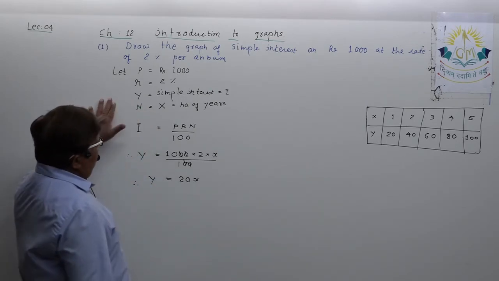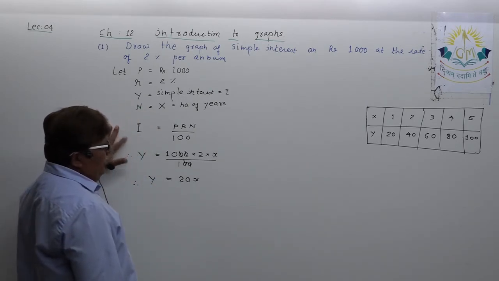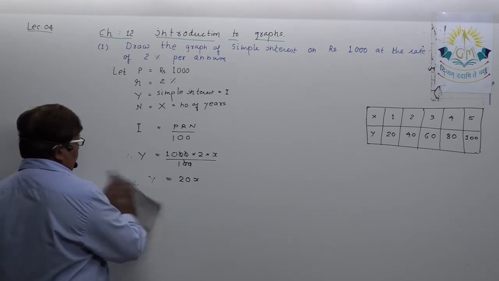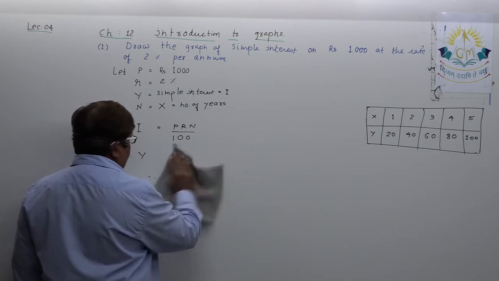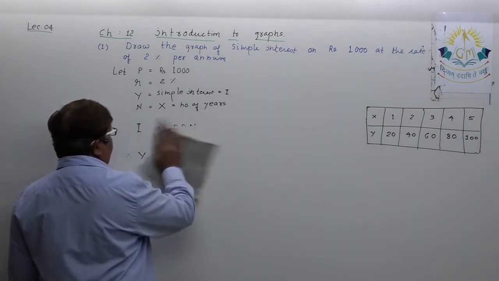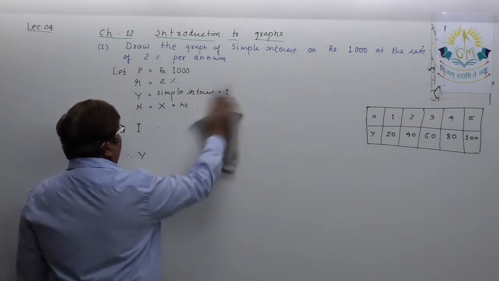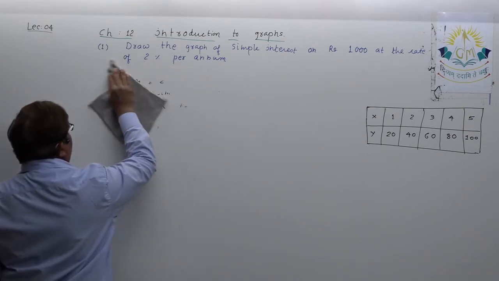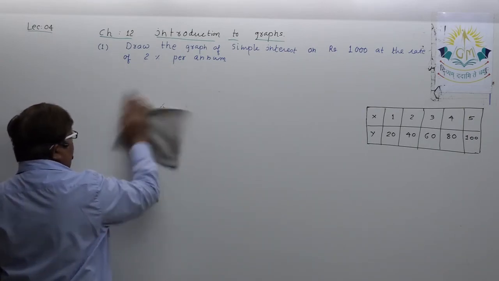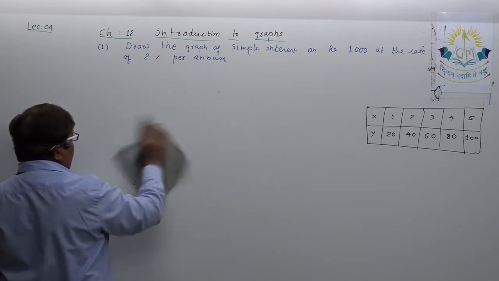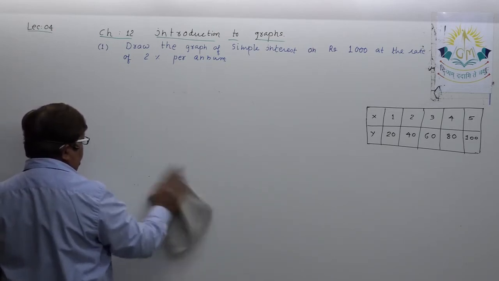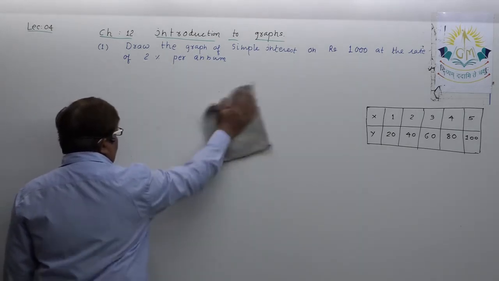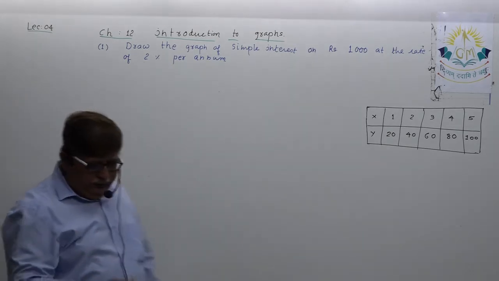Now I am going to erase this basic data from here to draw the graph more properly. So this is the way a value table needs to be prepared in dealing with the examples of simple interest. Now let us draw the graph for this.